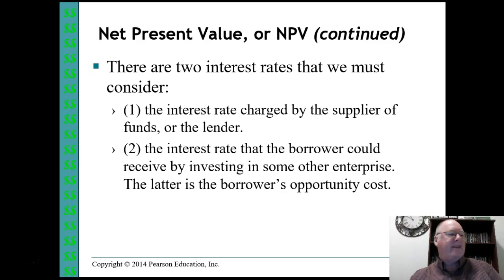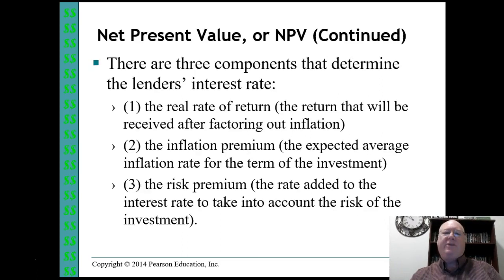So let's look at the component pieces that come into play with respect to a lender and the interest rate that they're going to be charging us. They're going to be really looking at 3 different factors. One of them is what's called the real rate of return, the return that will be received after factoring out inflation. So they're going to make certain assumptions with respect to inflation, which is the number 2 component.